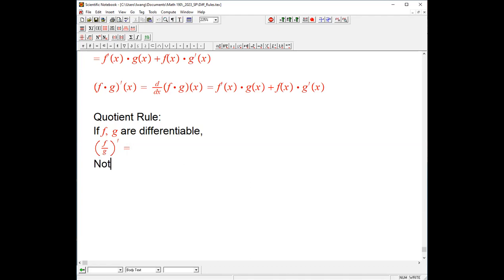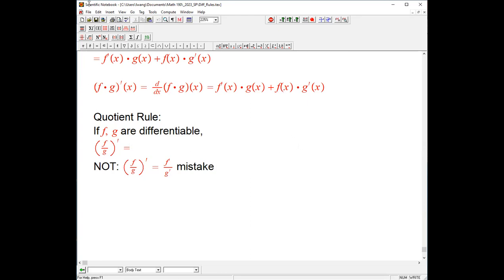One thing is certain. It is not f prime divided by g prime. This is another common mistake. So don't ever do this, okay? This is a terrible mistake.